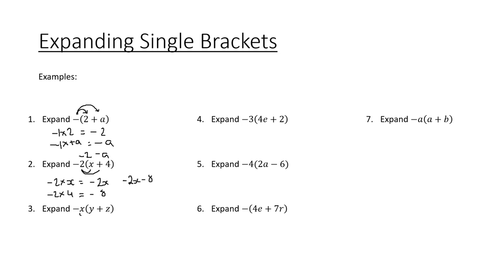Looking at this one, we've got minus x times y and minus x times positive z. So minus x times y gives us minus xy, and then minus x times z gives me minus xz. Writing this out all together, I end up with minus xy minus xz.